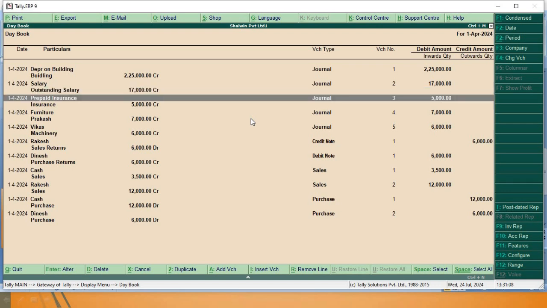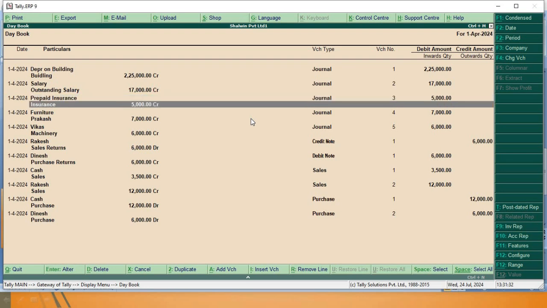The next entry will be prepaid insurance. The two accounts are prepaid insurance and insurance. Prepaid insurance, it is an asset, so it is on the debit side, and insurance, it is on the credit side. Asset value increases, you're putting on the debit side. Insurance is expense. Expense decreases, so you're putting on the credit side.